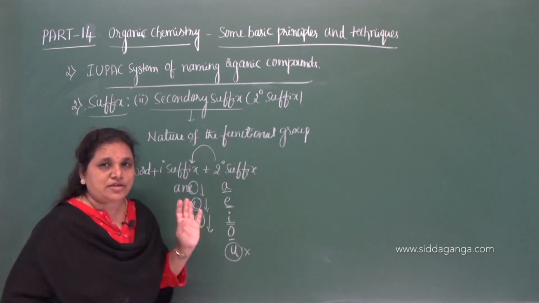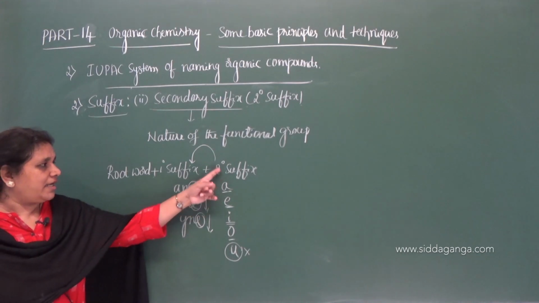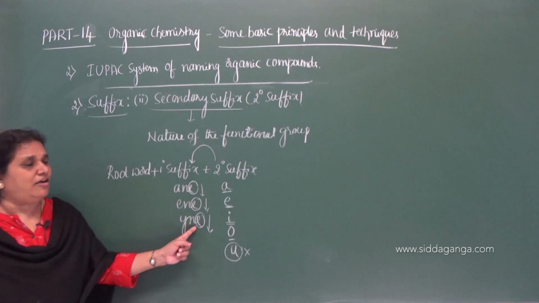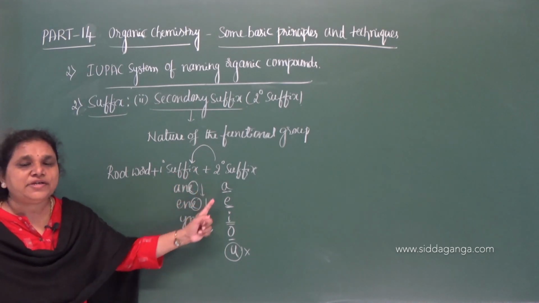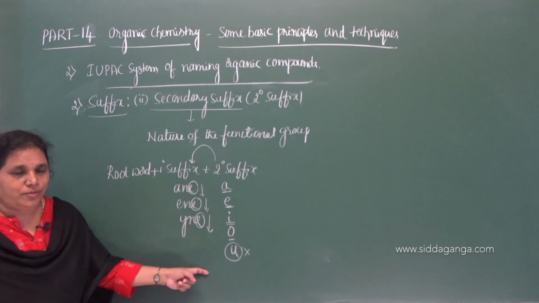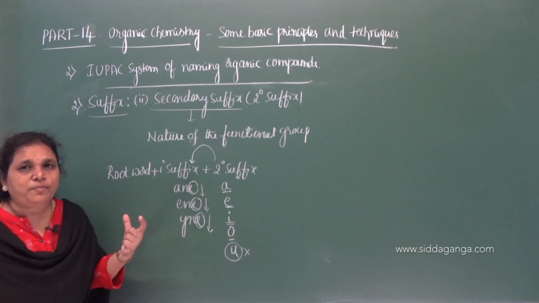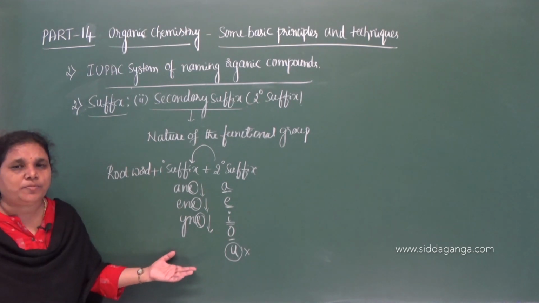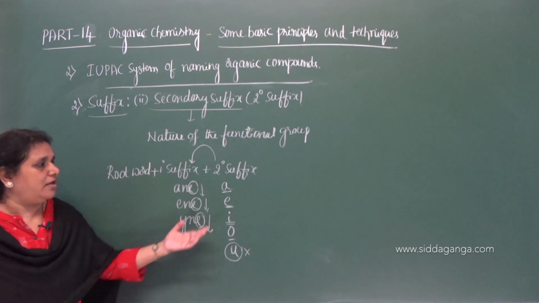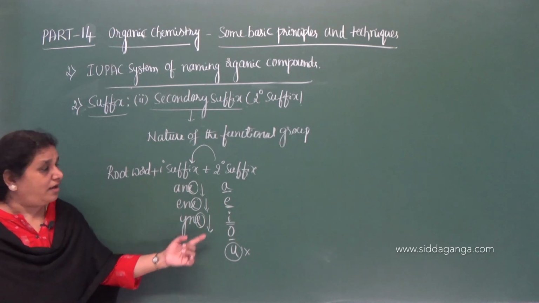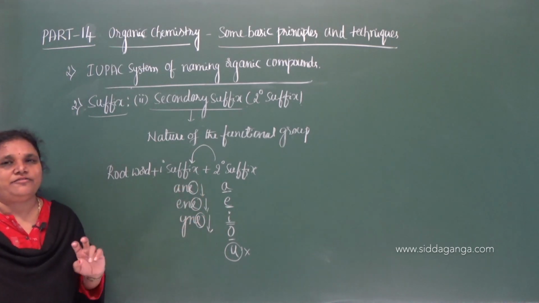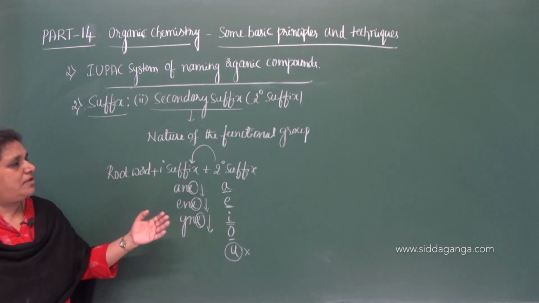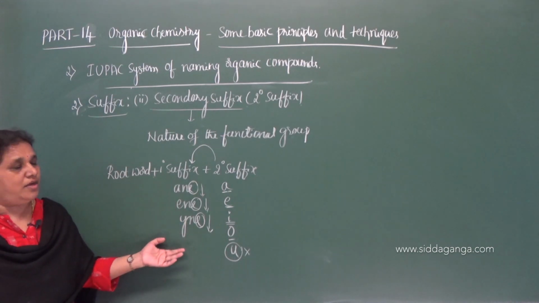That is the condition. Therefore, while adding the secondary suffix to the primary suffix, we have to drop the terminal E of the primary suffix. That depends on the nature of the functional group. What does the nature of the functional group stand for? If the secondary suffix of the given functional group starts with the letter A, E, I, O, then we have to drop the terminal E of the primary suffix.